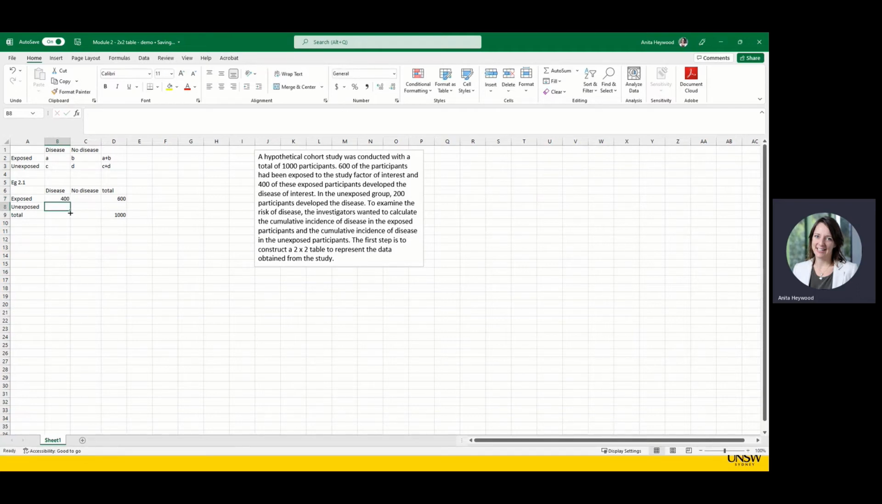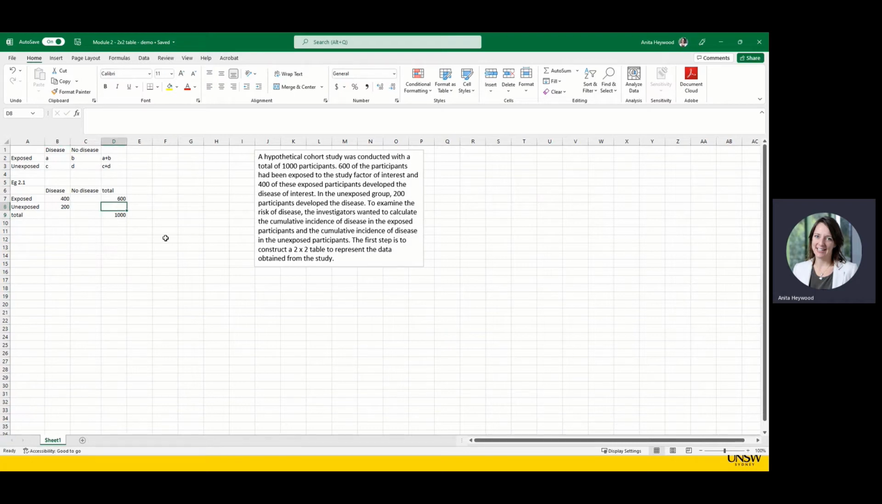So in the unexposed group, 200 participants developed the disease. So disease and unexposed, so cell C is 200. So that's all the information that you're given in this scenario, but you can easily calculate the other cells in the 2x2 table just by subtracting what's left.